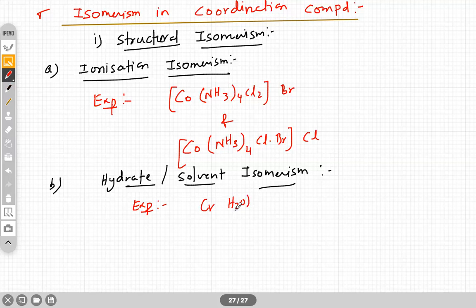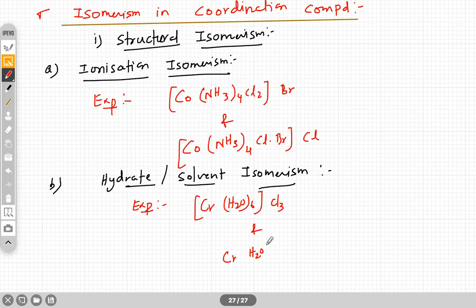For example, [Cr(H2O)6]Cl3 with chlorides outside, and [Cr(H2O)5Cl]Cl2·H2O. So a water molecule is present outside. Okay, so this is hydrate isomerism, or solvent isomerism.